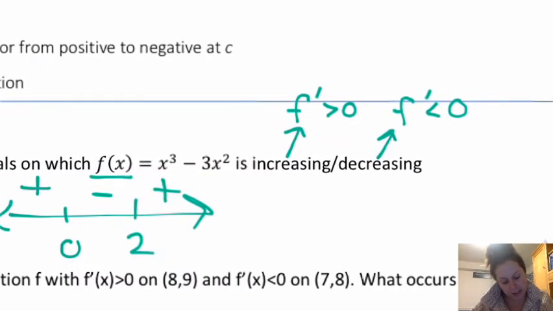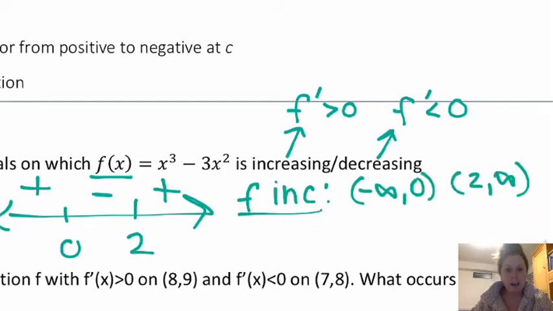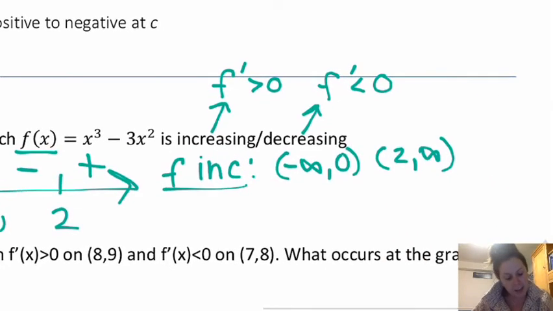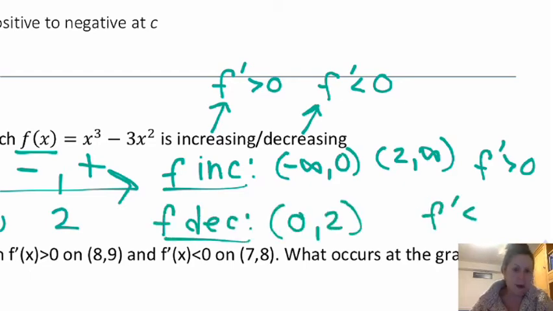So what I know here is that f is going to be increasing on negative infinity to 0 and 2 to infinity. And again, you can put a union there, or you cannot. It depends on who your professor is next year in calculus. Some professors will argue one way or the other. And that is because f prime is positive. And then f is decreasing on 0 to 2 because f prime is negative.